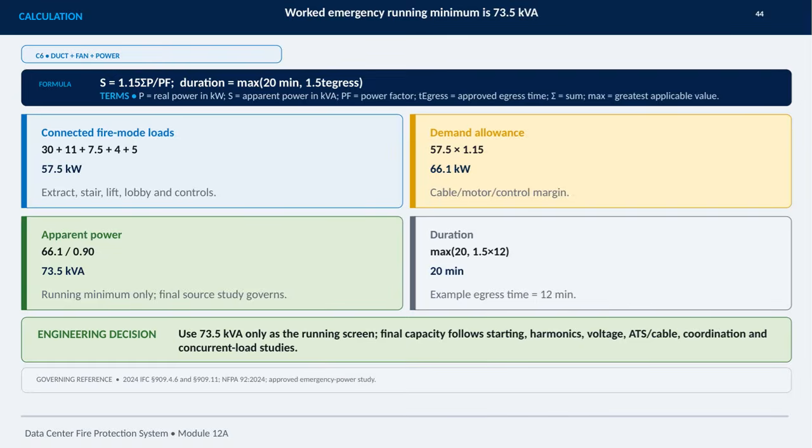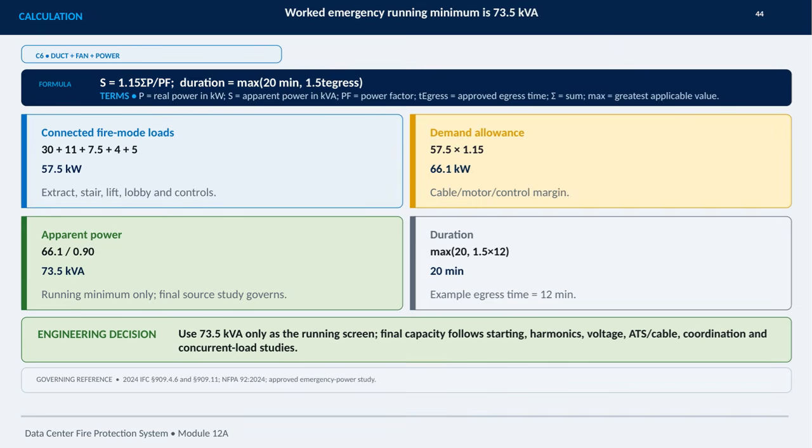This slide shows the calculation for the emergency running minimum for the duct, fan, and power system. The connected fire mode loads total 57.5 kilowatts, combining the extract system, stair, lift, lobby, and controls. We then apply a 15% demand allowance, bringing the real power requirement to 66.1 kilowatts. To convert that figure into apparent power, we divide by the stated power factor of 0.90. The result is 73.5 kVA, which is the worked emergency running minimum.